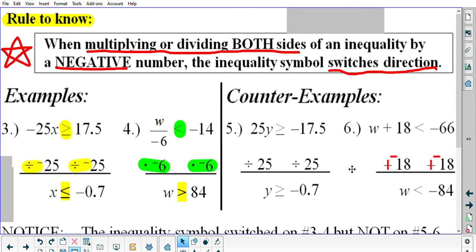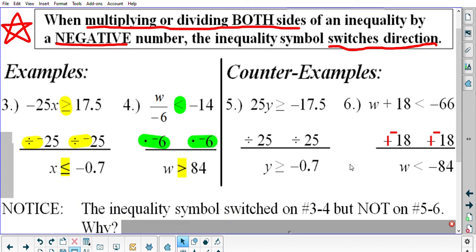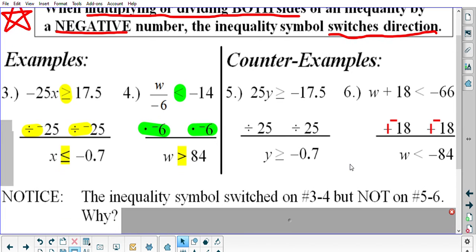So the million-dollar question of the day: why did the inequality symbol switch on numbers 3 and 4, but for some reason, the work we did on 5 and 6 did not make the inequality symbol switch? Do you know why? Hit pause in the video. Write down a sentence explaining why the inequality symbol switched on 3 and 4 but did not switch on 5 and 6. Then hit play when you're ready to see how you did.